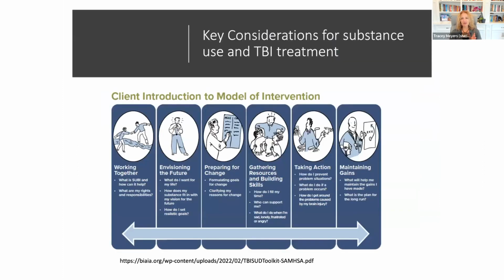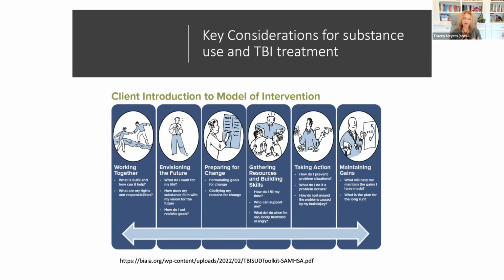So here are some considerations with substance abuse and TBI treatment. And SAMHSA has this lovely toolkit which looks at how to introduce the model of intervention with someone with a traumatic brain injury. So number one is you want to help the person understand what substance use and brain injury treatment looks like and what the client's rights are. We want to help them understand what it looks like. And then we want to really help the person focus on what is their vision for the future.